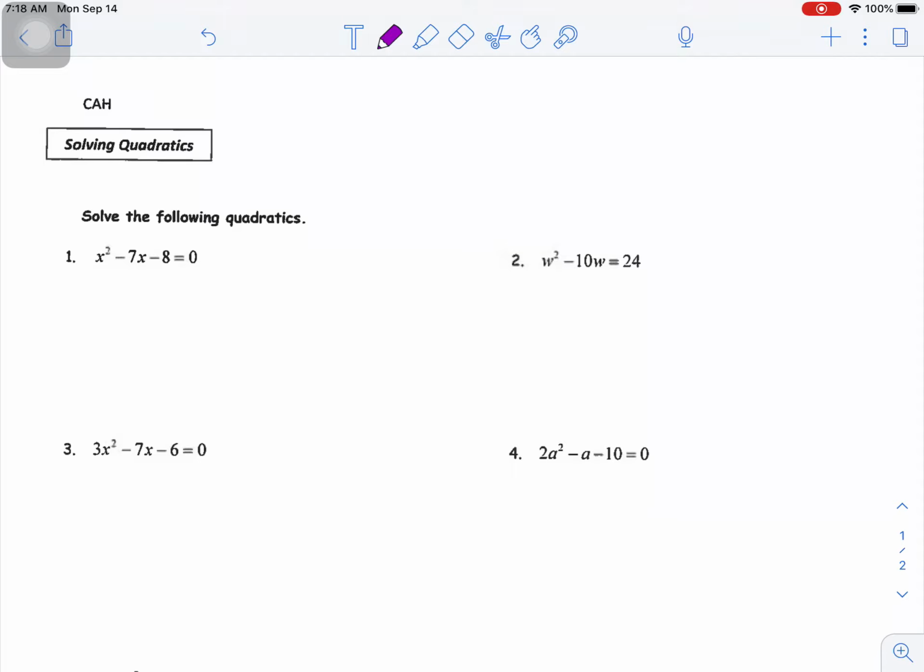All right, in this video, I'm going to go through and show some different ways to solve quadratic equations, depending on how the equation is set up and depending on what your preference is for some options.